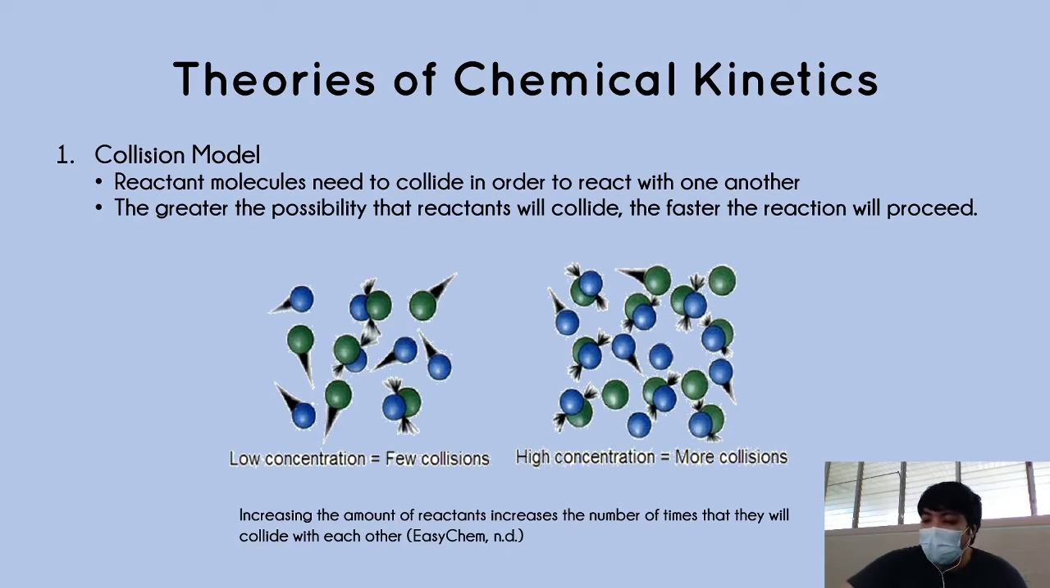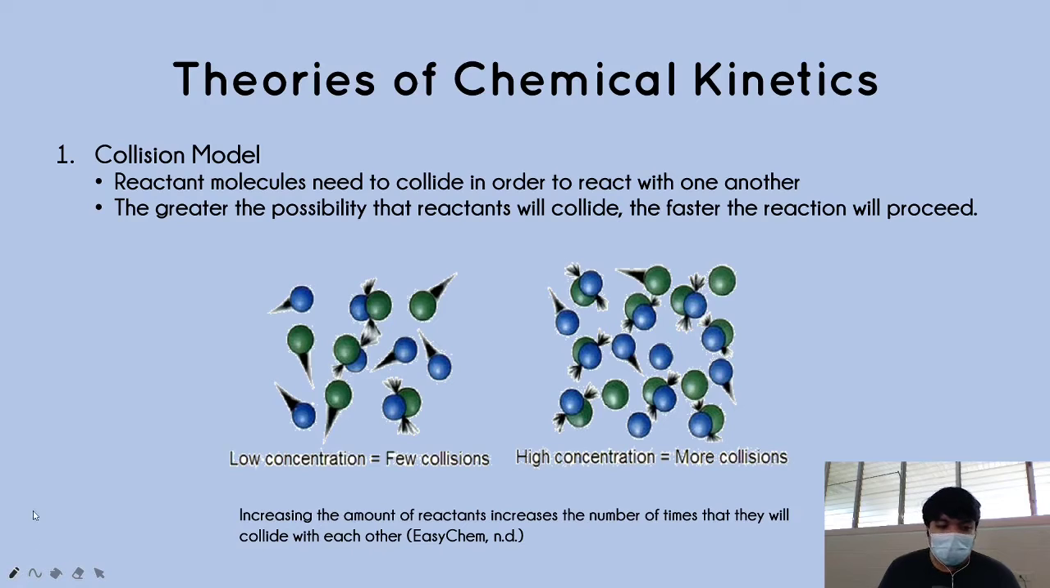Now there are two theories on how reactions proceed. One theory, the one that will be thoroughly discussed in this video, is the collision model. As its name goes, the collision model states that reactants form products when they collide together. The greater the possibility that they will collide together, the faster the reaction will proceed.